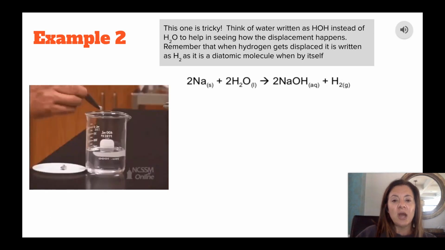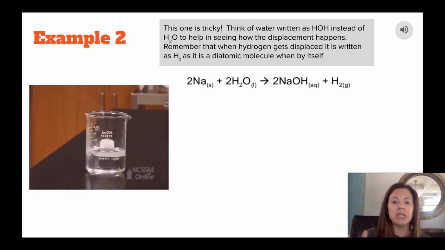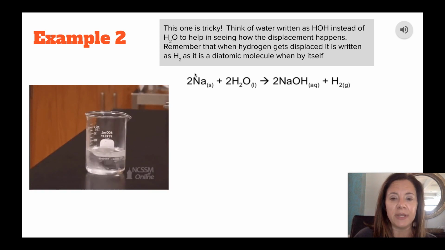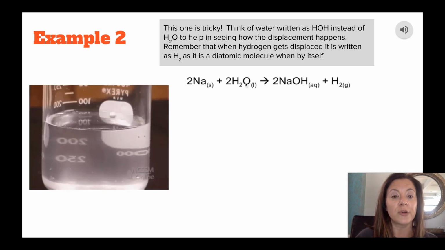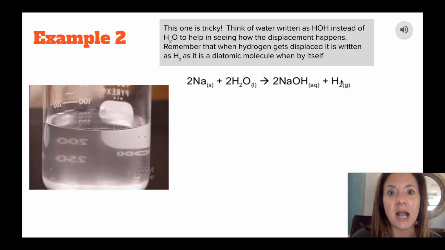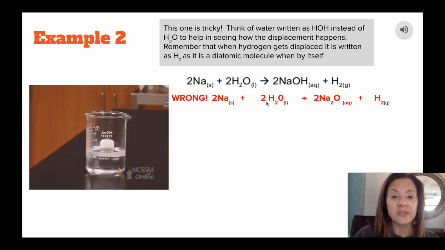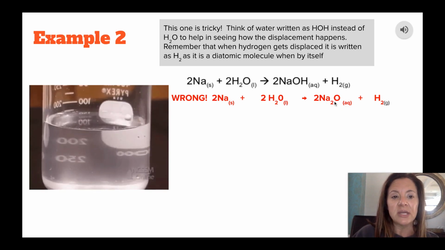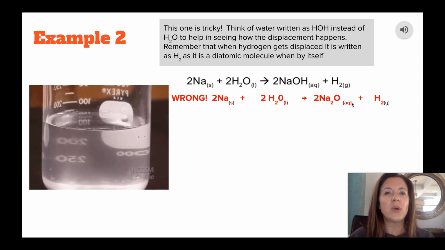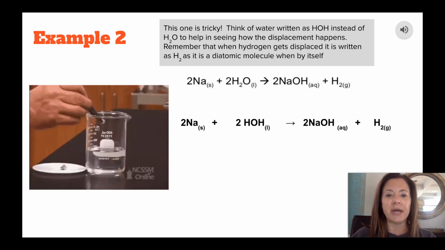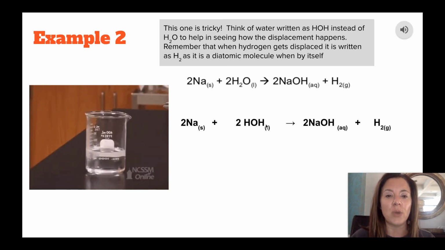Now, often people mistake this reaction. This is what should happen. You have sodium reacting with water, forming sodium hydroxide, and there's the gas being formed, hydrogen gas. A lot of people think that sodium reacts with the hydrogen portion of the water and you get sodium oxide. This is incorrect. So whenever water is one of our reactants, sometimes it's better to write water as HOH instead of H2O so that you don't make that mistake.